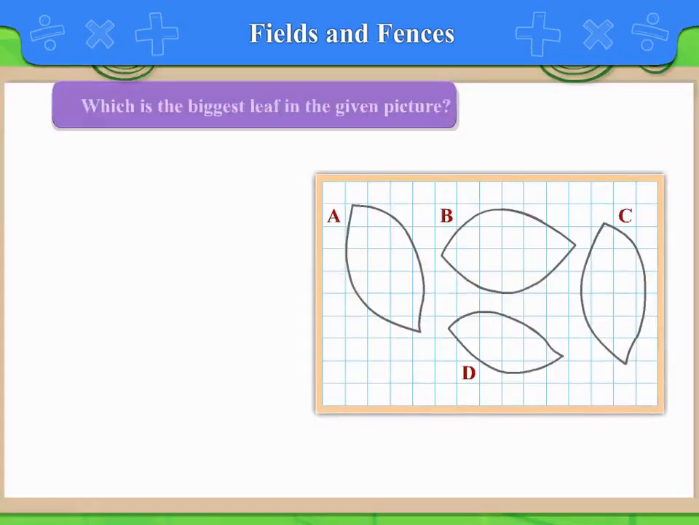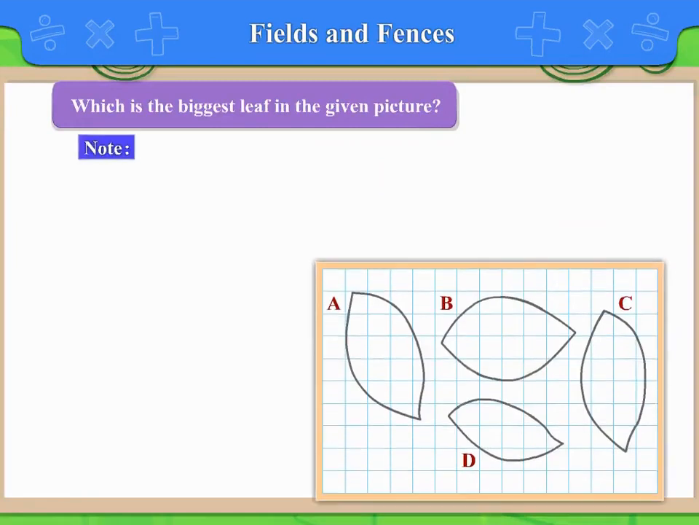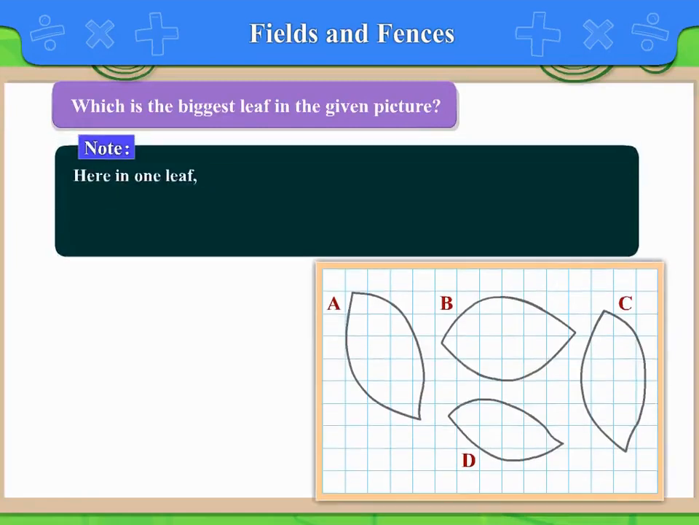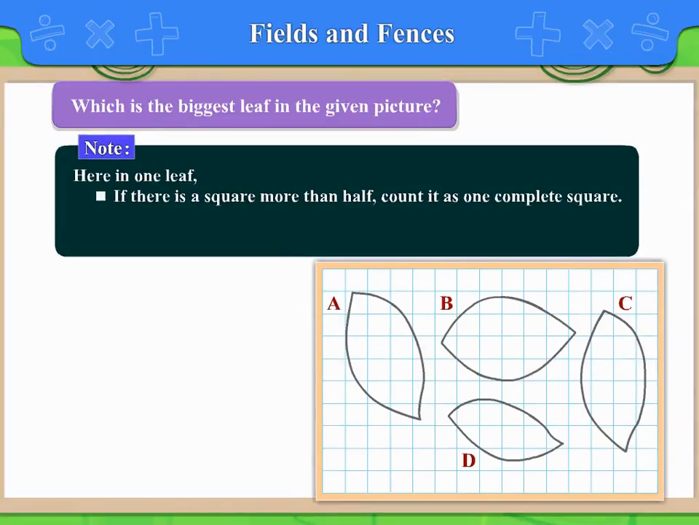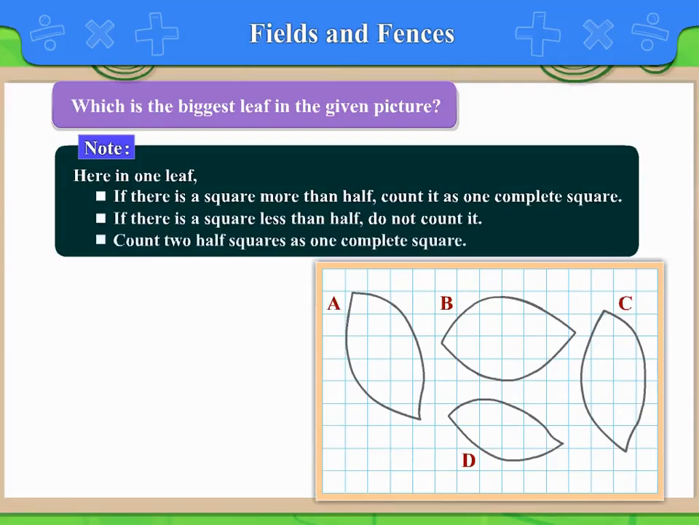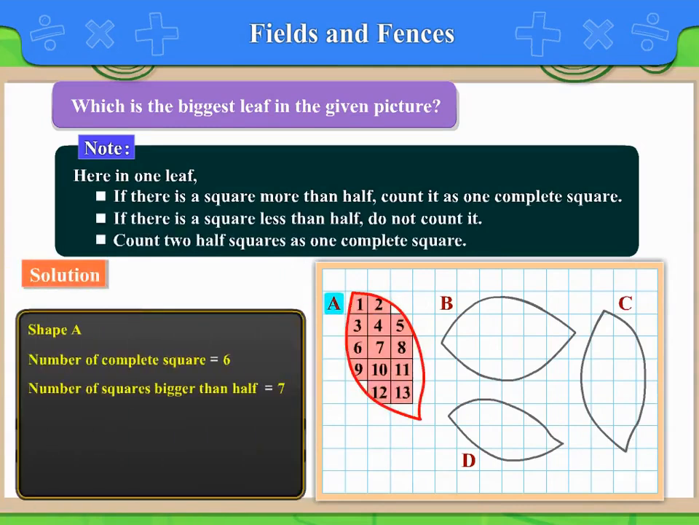Example. Which is the biggest leaf in the given picture? Note, here is one leaf. If there is a square more than half, count it as one complete square. If there is a square less than half, do not count it, and count 2 half squares as one complete square. Solution. In shape A, if we count the squares, the number of squares is 13.